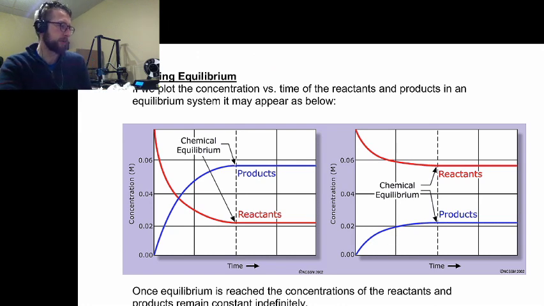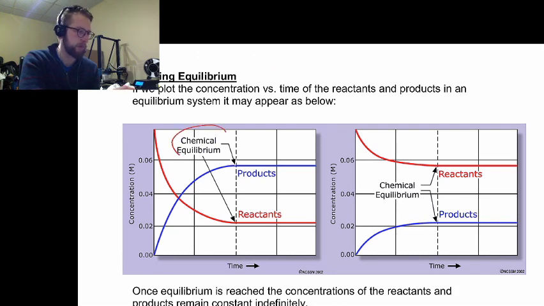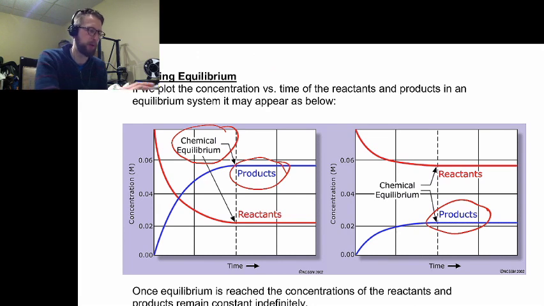Okay, so if we plot the concentration versus time, the product in the equilibrium system will appear as below. Here we see the formation of products at the cost of reactants. We could have two different setups here. Notice in this first example, we reach chemical equilibrium with a high amount of product. In the second example, we reach chemical equilibrium with a low amount of product.